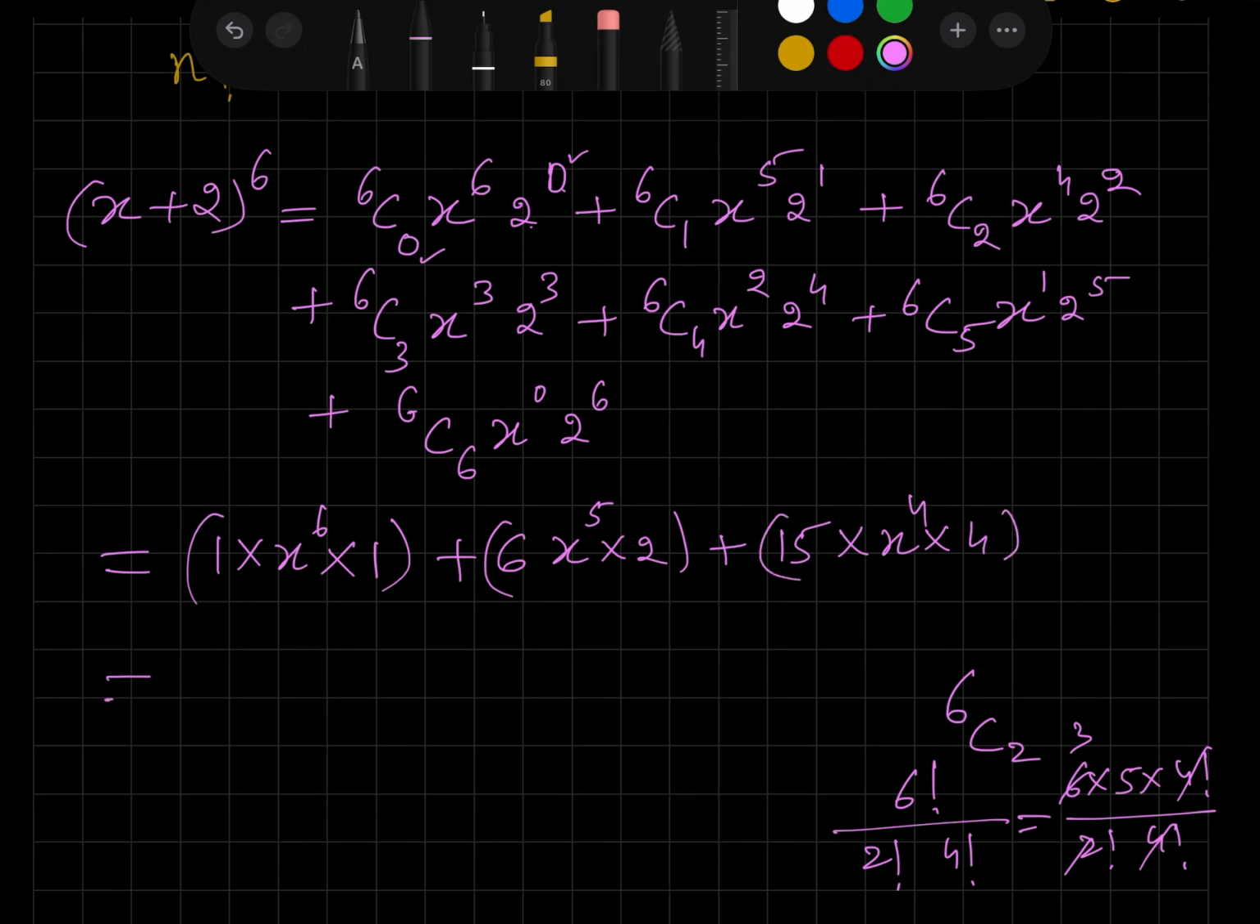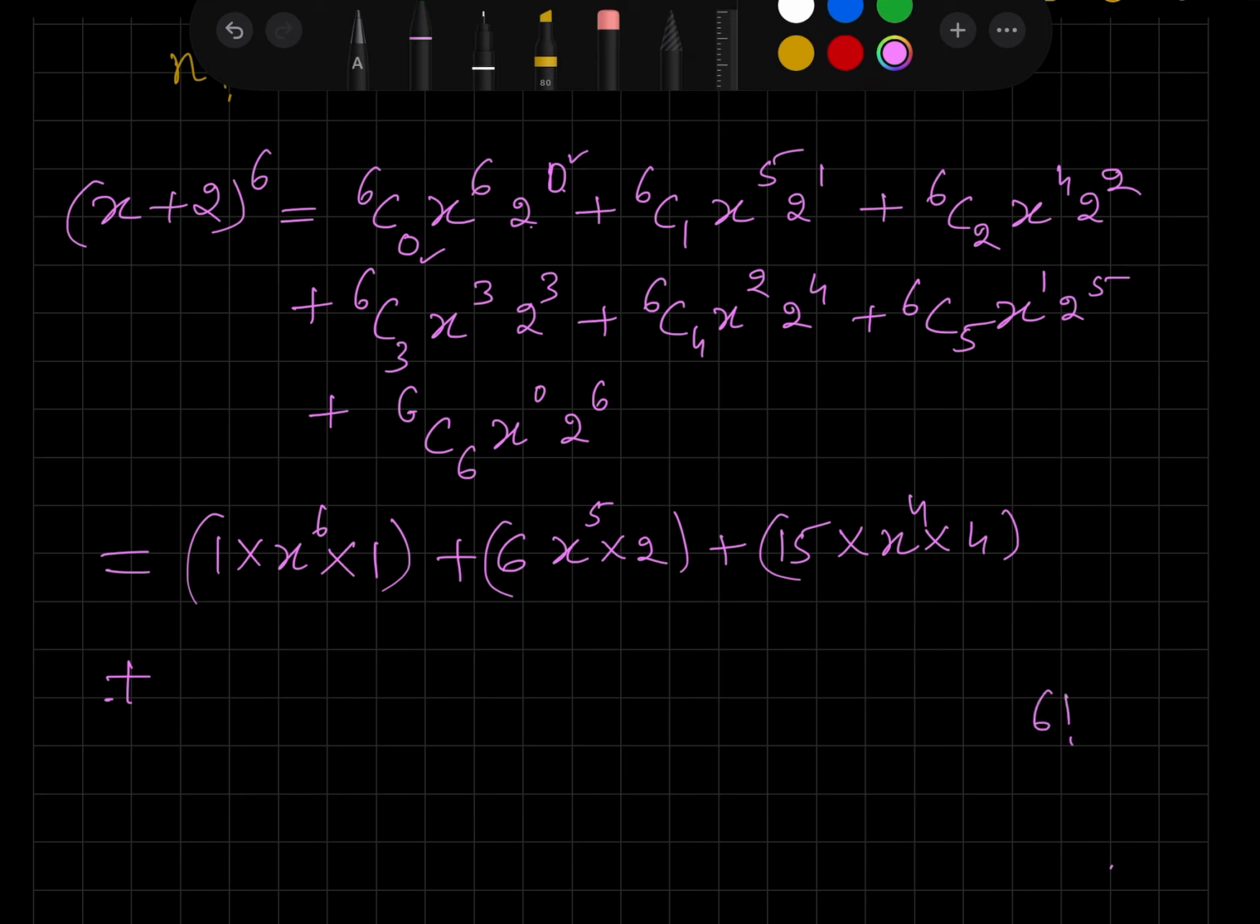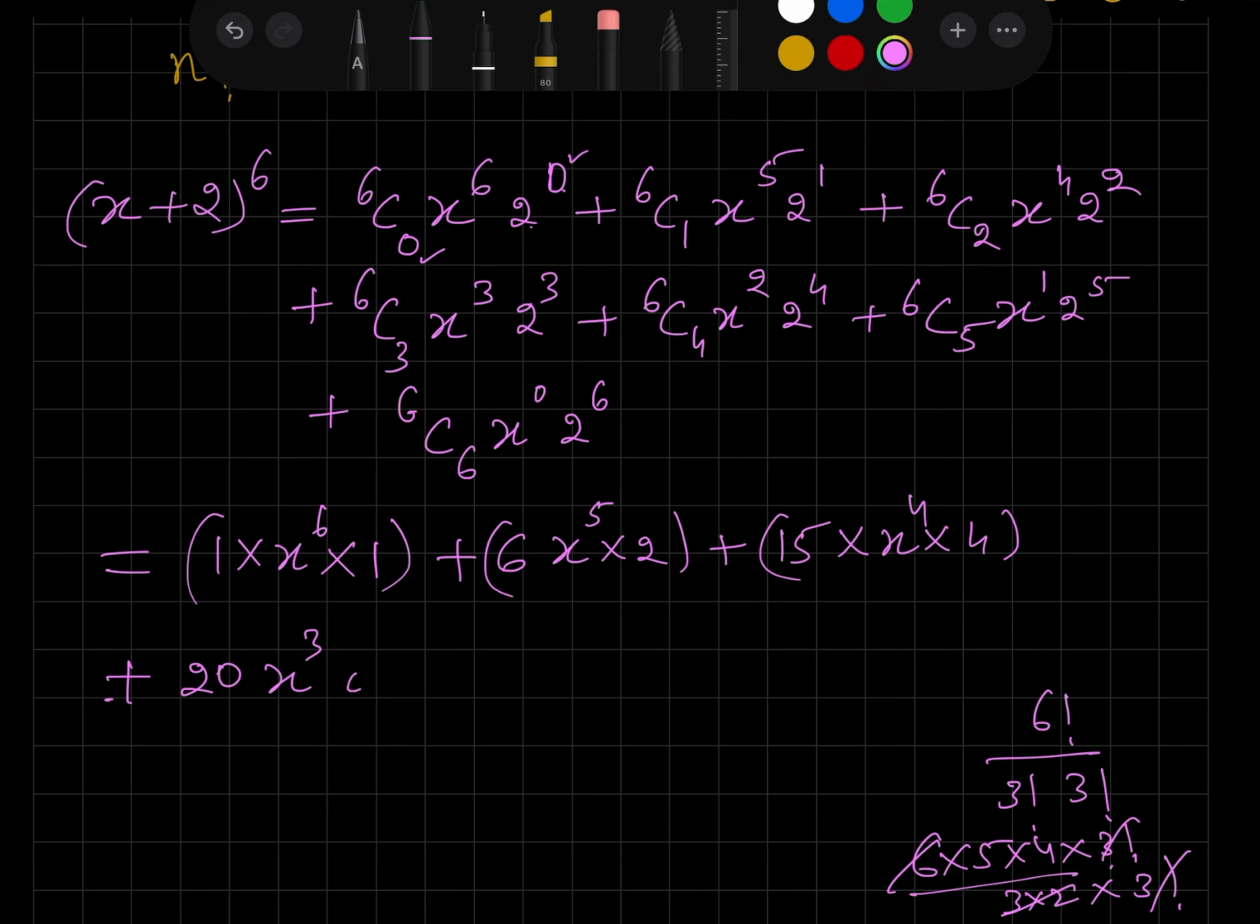Then coming to the next term. For that, let me remove this thing from here and let's quickly do 6c3. So 6c3 can be written as 6 factorial over 3 factorial times 3 factorial. So this is 6 into 5 into 4 into 3 factorial over 3 times 2 times 1 and 3 factorial, which I will write as it is, gone. So 6 gone. So 5 times 4 is 20. So 20 x raised to 3, 2 raised to 3 is 8, multiplied.